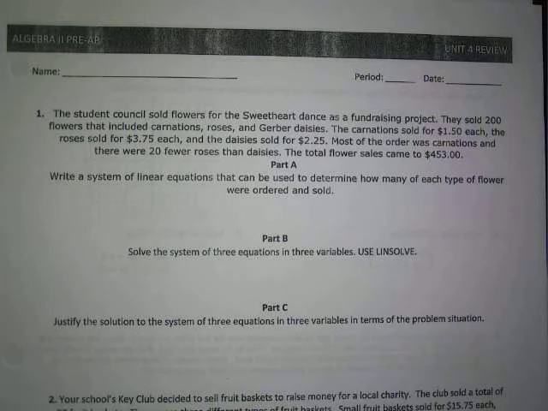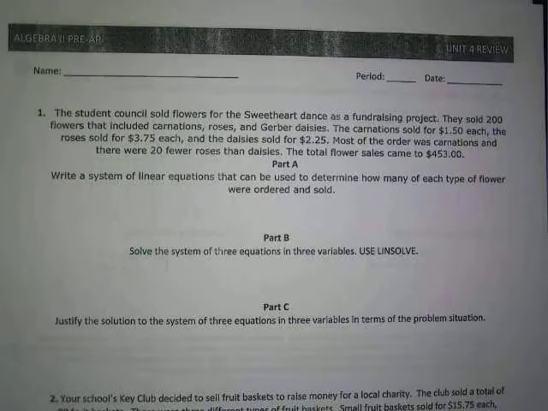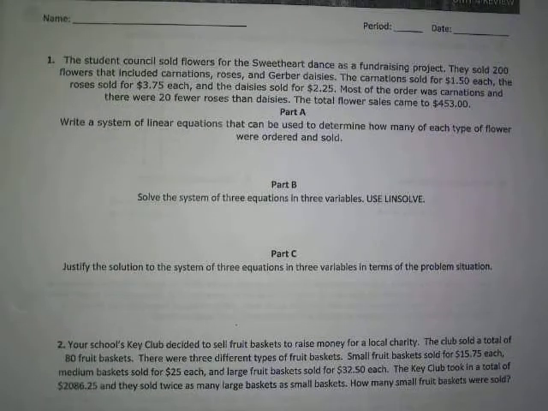So this one broke it into 3 parts. First, it says write a system of linear equations that can be used to determine how many of each type of flower were ordered and sold. So that's just writing your equation. So we need to label our variables first. So what do you want your variables to be? C, R, D. C, R, D, good.